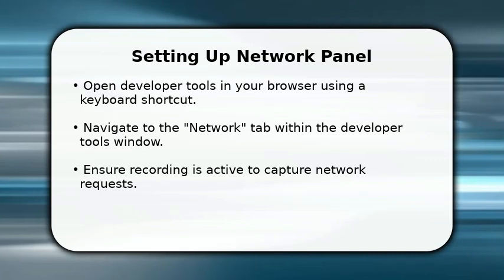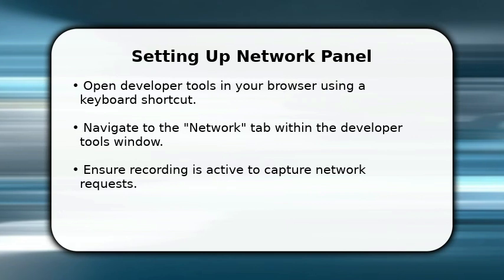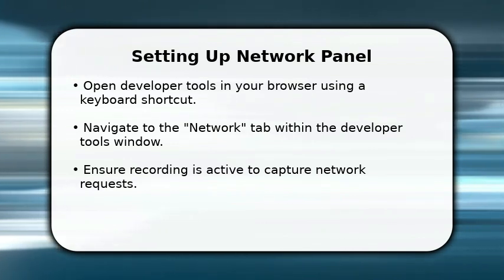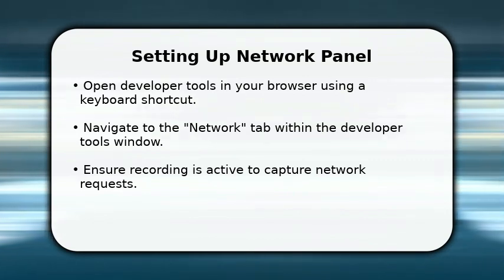Enjoy the video. In this video, I will show you how to set up the network panel. First, open your browser's developer tools, typically by pressing F12 or Command-Option-I on your keyboard. Once open, navigate directly to the Network tab. This is where all your web page's requests are captured. Make sure the recording function is active, usually indicated by a red circle, so you can begin monitoring network activity immediately. This initial setup is crucial for effective analysis.